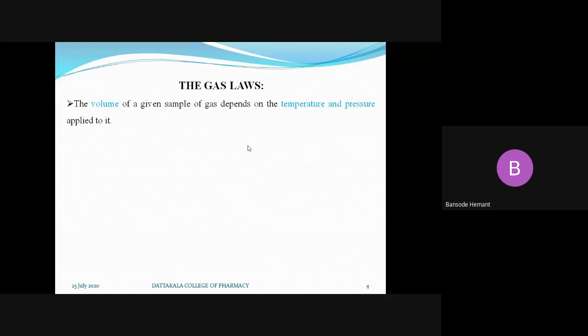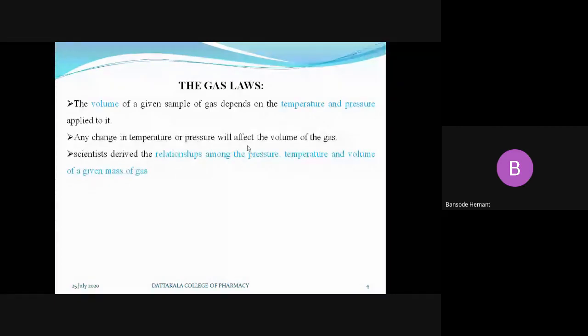The volume of gas will get decreased. That means it will get compressed. That is the compressibility of gases. So that is the relationship between the volume, temperature, and pressure. How the temperature and pressure affect the volume of the gas, we'll discuss.